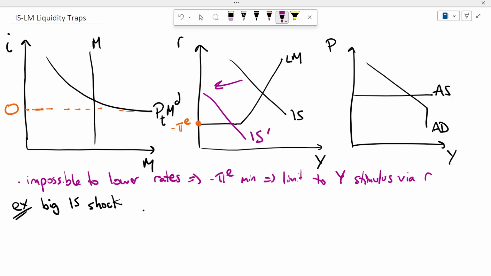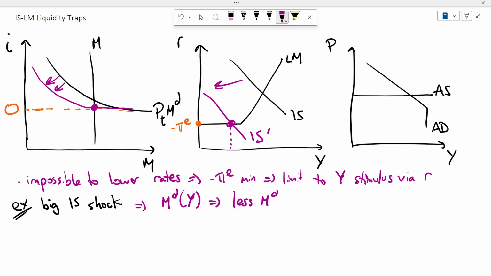Right? Massive IS shock throws us into the liquidity trap, which means that because money demand is a function of Y, this means less money demand. The economy doesn't need as much liquidity. We end up with a big incoming money demand shock. We end up at the zero lower bound.